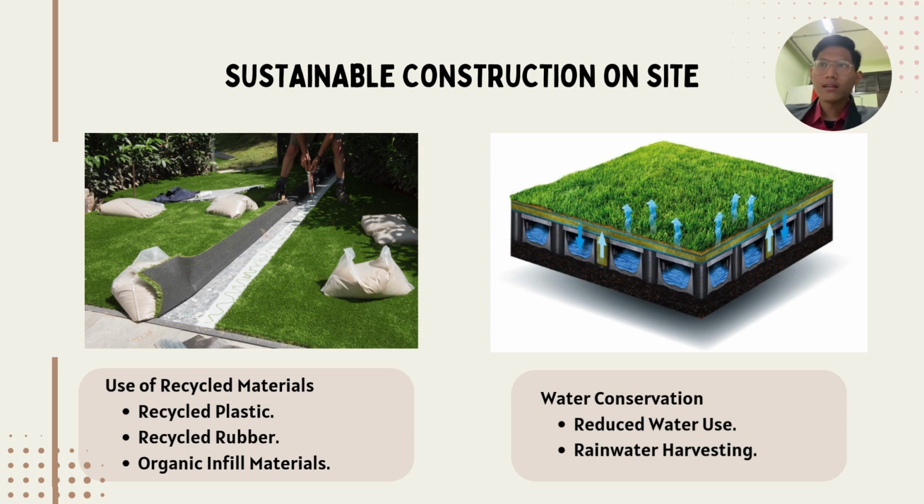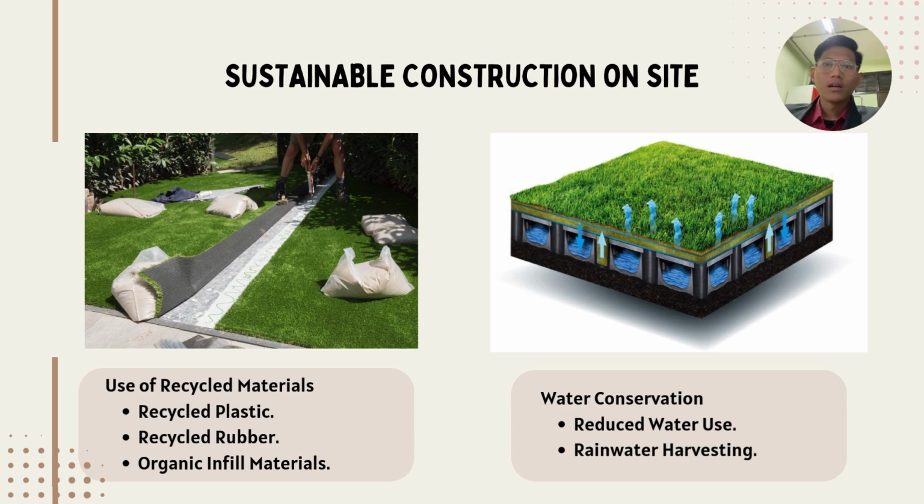After that, we have recycled rubber, where tires are repurposed as infill material, providing cushioning and support. This not only reduces tire waste but also lowers the carbon footprint by using less new rubber. After that, next we have organic infill material, where alternatives like cork, coconut fiber, and sand are increasingly used. This biodegradable and reusable material offers natural benefits such as improved drainage and a more organic playing surface.